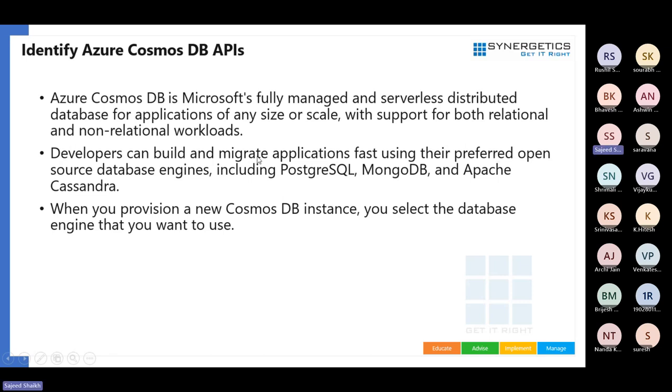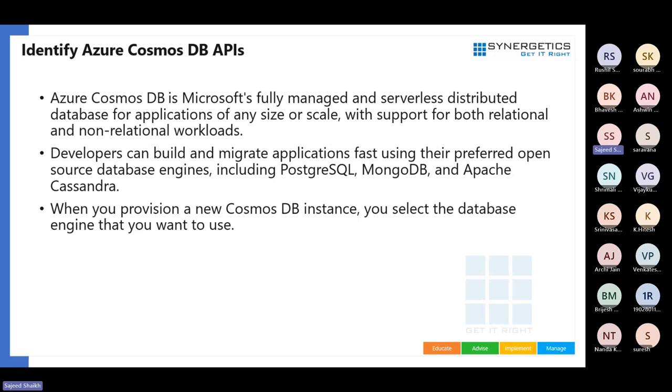So it is basically a fully managed and serverless distributed database for applications of any size and scale. It can be used for both relational as well as non-relational workloads. Developers can build and migrate their applications which they have been using on-premise, whether they were using PostgreSQL, MongoDB, or Apache Cassandra. Cosmos DB can handle all these things.